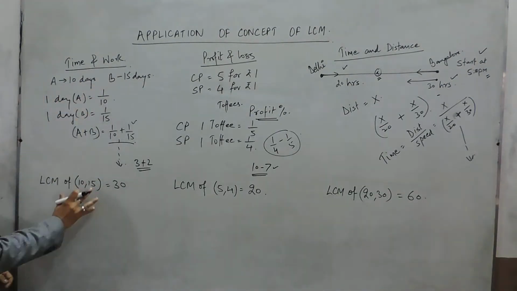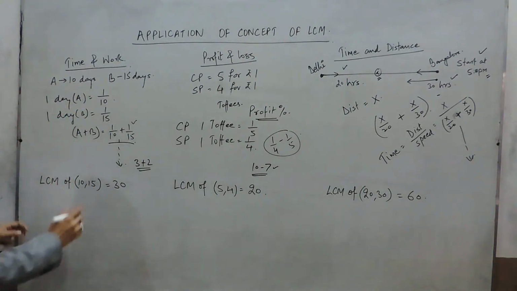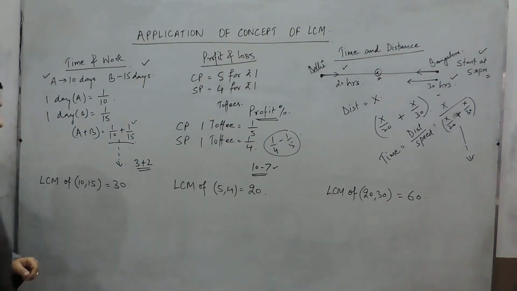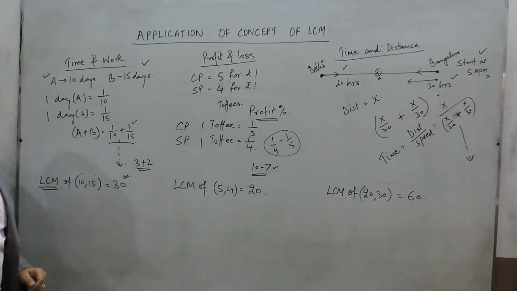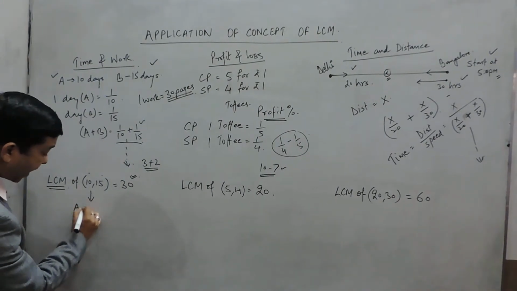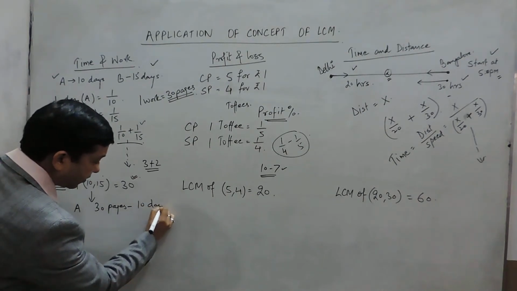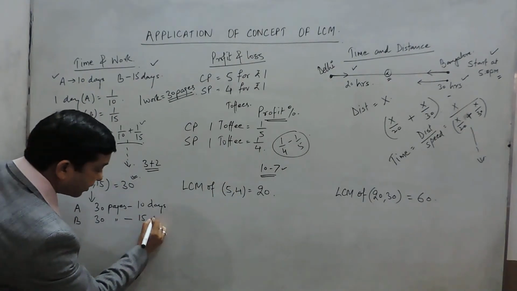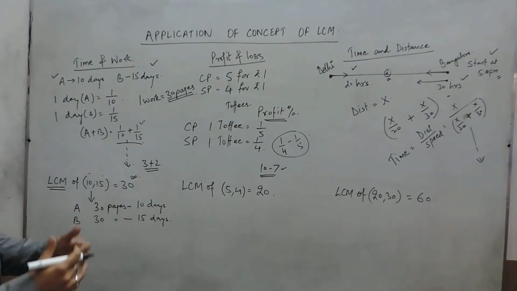Now we have to understand how the concept of LCM will be useful here. When A can complete a work in 10 days and B can complete a work in 15 days, first of all I take the LCM of 10 and 15, which comes out to be 30. So A can write 30 pages in 10 days, while B can write 30 pages in 15 days. So in how many days will they write 30 pages working together?